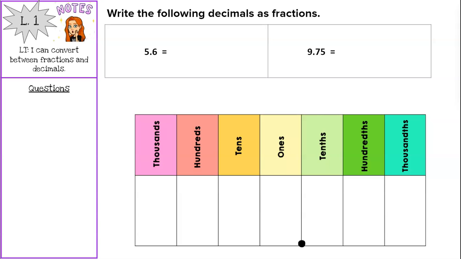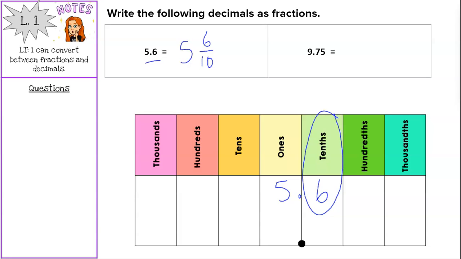Two more examples here. Now you should notice that we have a number before the decimal point. So in this example, 5.6, to write this as a fraction, we're going to actually write it as a mixed number. The 5 in the ones place is going to be our whole number. And then we're going to take the decimal part and make that a fraction. So we have 6 tenths. So that would be 5 and 6 tenths.